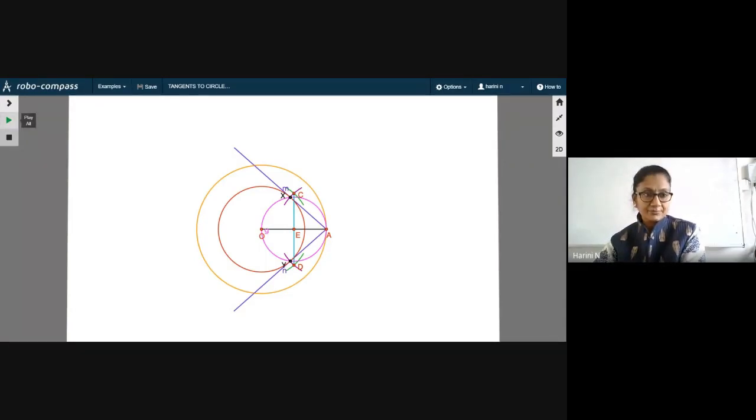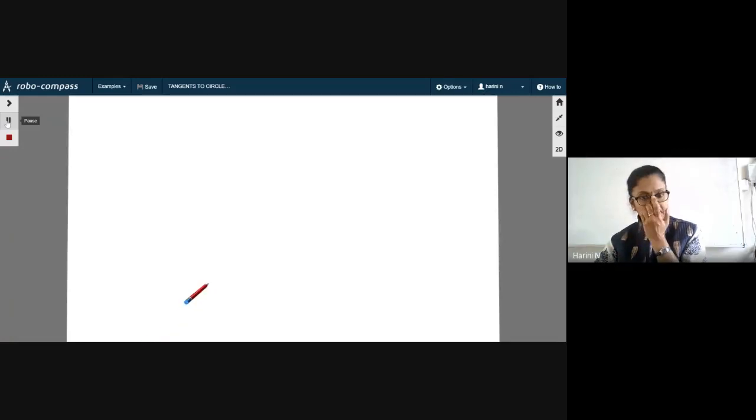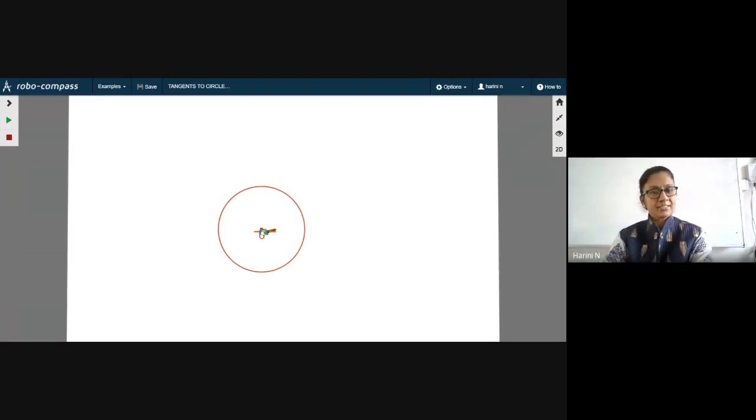So let us start. So first you will locate the center. We will call it O. Then draw a circle of radius 4 centimeters. With O as center and radius 4 centimeters, you have drawn a circle. Do it fast. That's the first step. This is my original circle for which I have to draw the tangents.